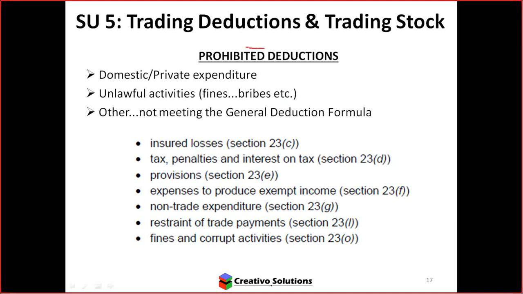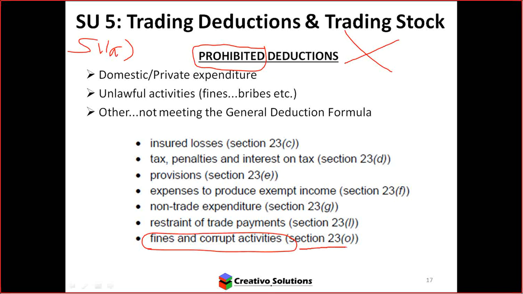Okay, and then just a note here about prohibited deductions. If something is prohibited, can we claim this? No, sir. No, we cannot. These are non-allowable deductions that meet the definition of Section 11A. Okay, yes, the one that we spoke about earlier, a speeding ticket. Would you be able to motivate if the speeding ticket meets the definition of general deduction? You definitely could. Yes, sir. But the only thing that it falls flat on is this: corrupt or unlawful activities. Section 23O provides for things that you cannot deduct. They are prohibited. Yes, sir.